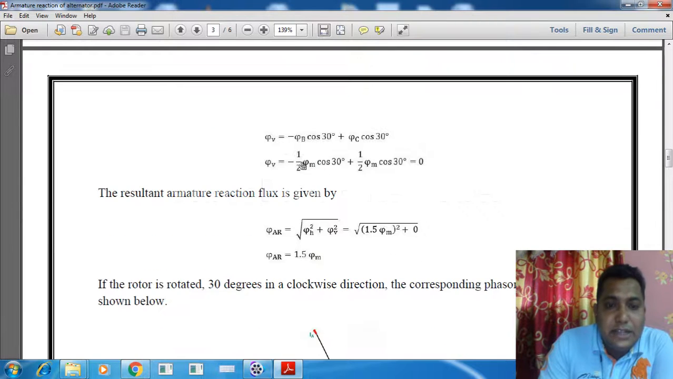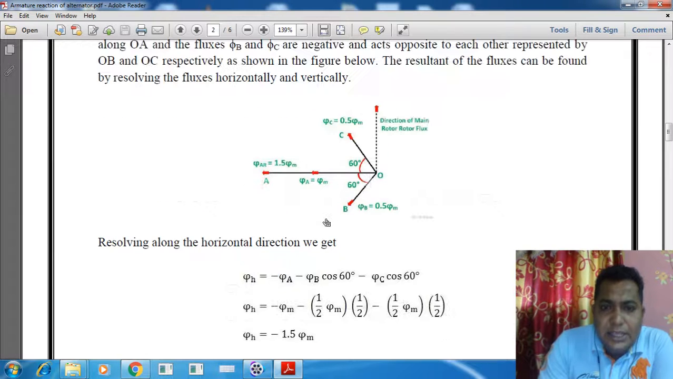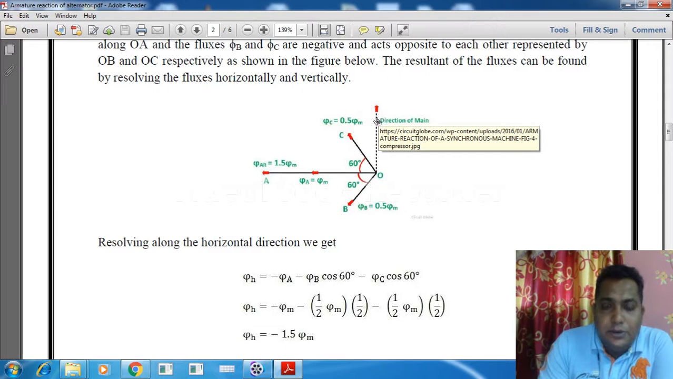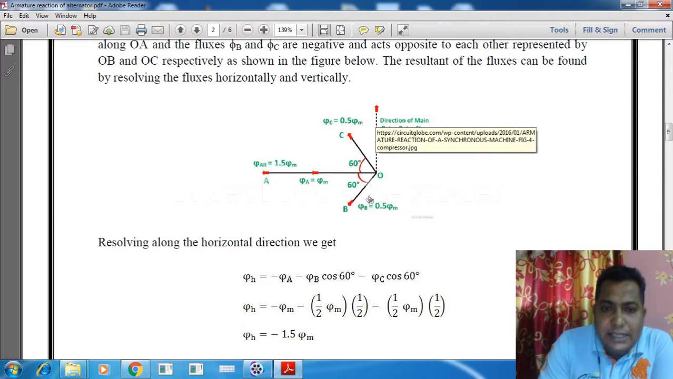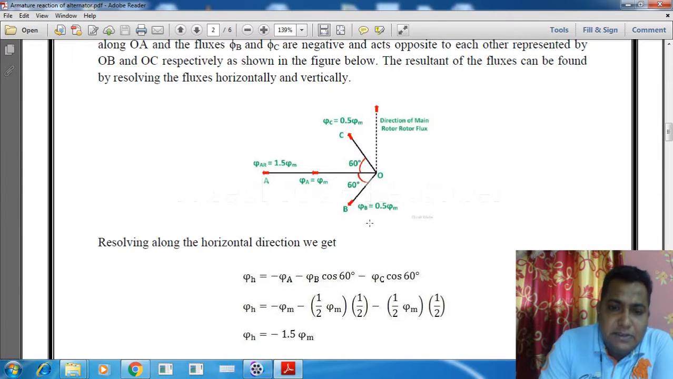That must be zero. So that's why, in this particular equation, there is no flux of phi f present, because if it is shifted 90 degrees, there will be no flux, correct? So in this vertical axis there will be no effect of this one; it has the effect of this flux and this flux only.